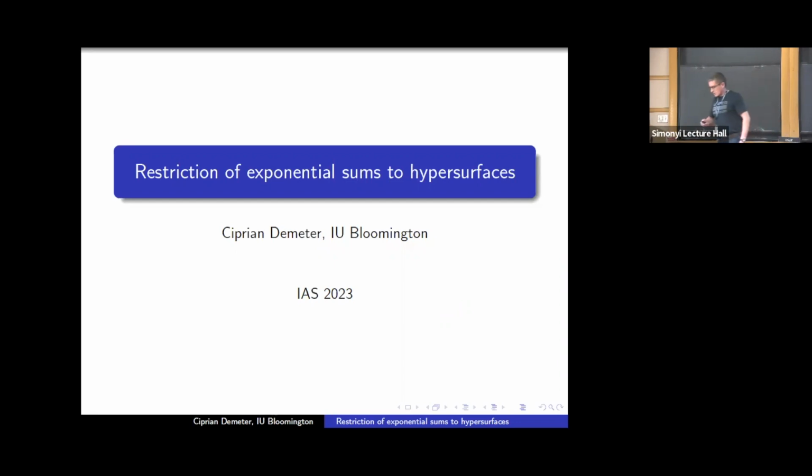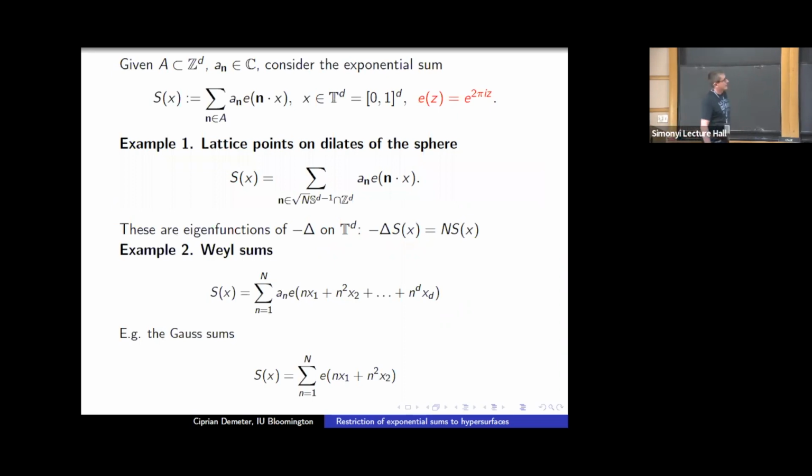So I will be talking about exponential sums on the multidimensional torus. S of x is the notation that I usually use. So what we have here is a bunch of frequencies that are lattice points. This notation E of z is e to the 2 pi i z. Then you have a bunch of coefficients a sub n, which are complex numbers. And so this is an exponential sum.